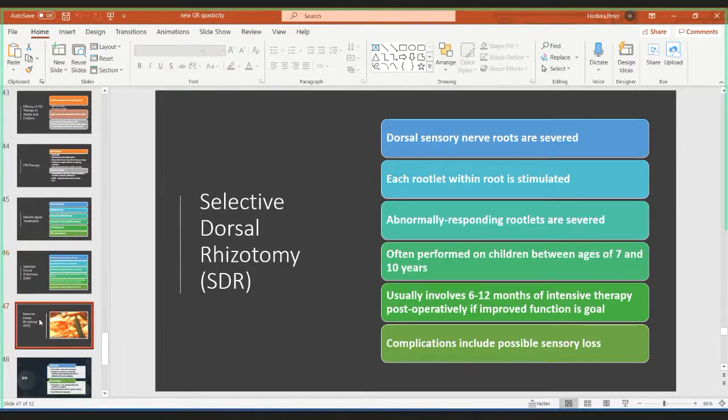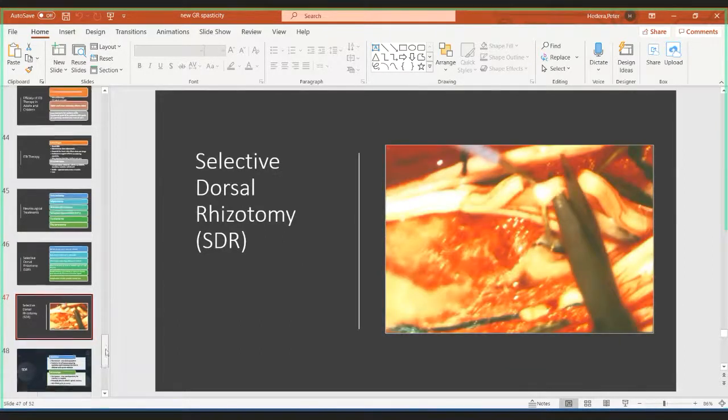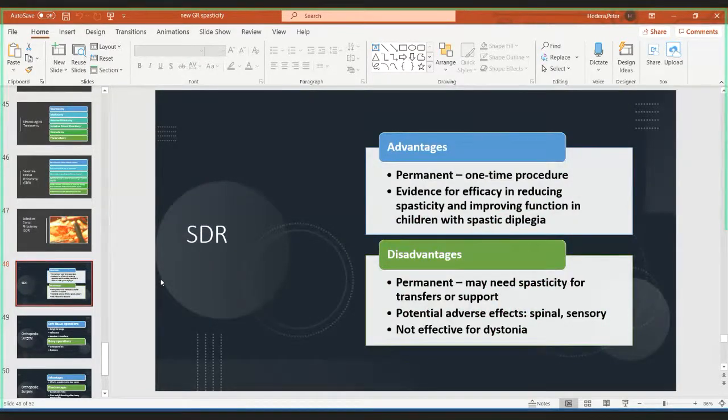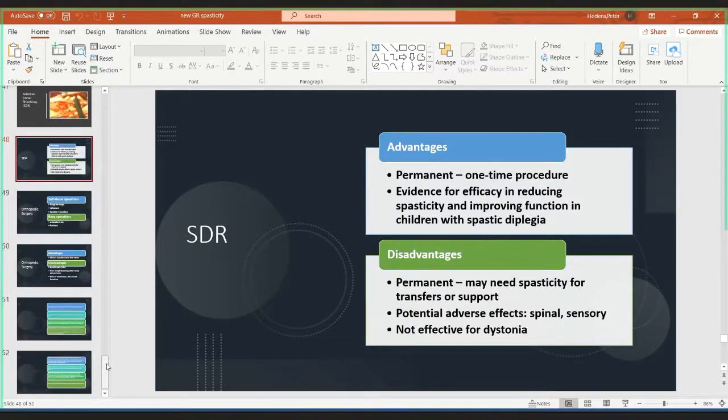You can isolate the different routes for each nerve. You can stimulate, so you really know which muscle you will affect. Once you cut it, it's done, so there is really no way to go back. The advantage of SDR is that it's a one-time procedure and it's effective, but the disadvantage is that it's permanent. If you make patients hypotonic, there is no way to go back, and you can also have some sensory side effects as well. It's less used for adult patients, but I think it would be good to be aware of that.